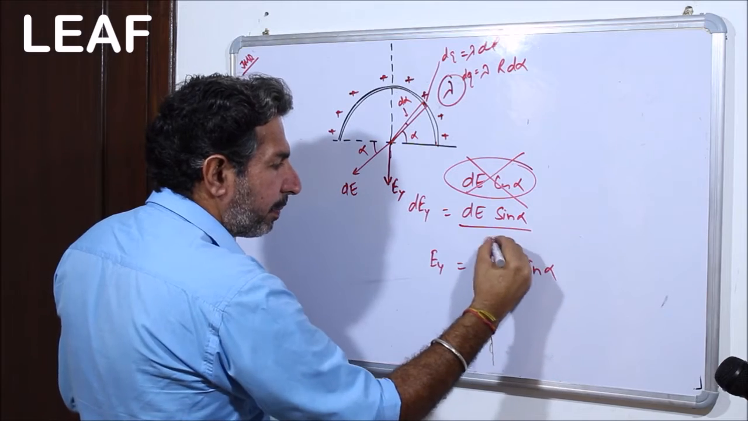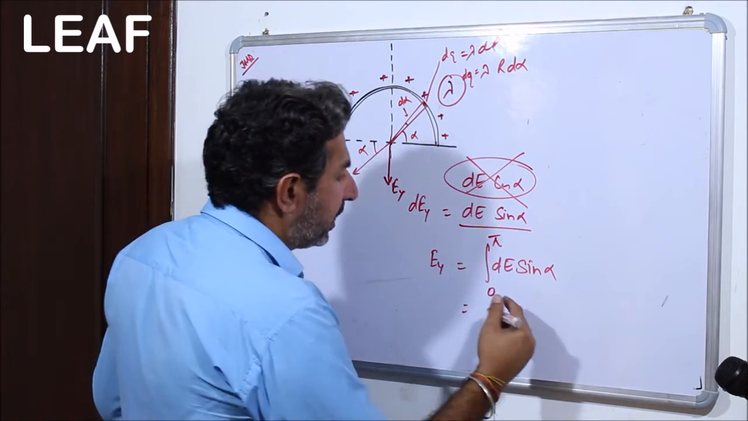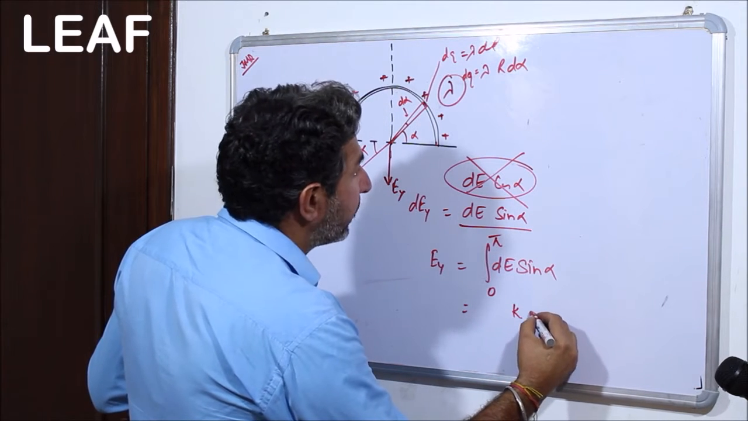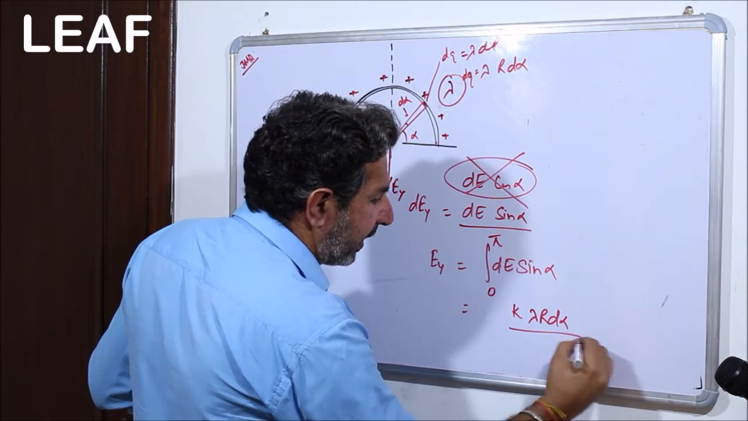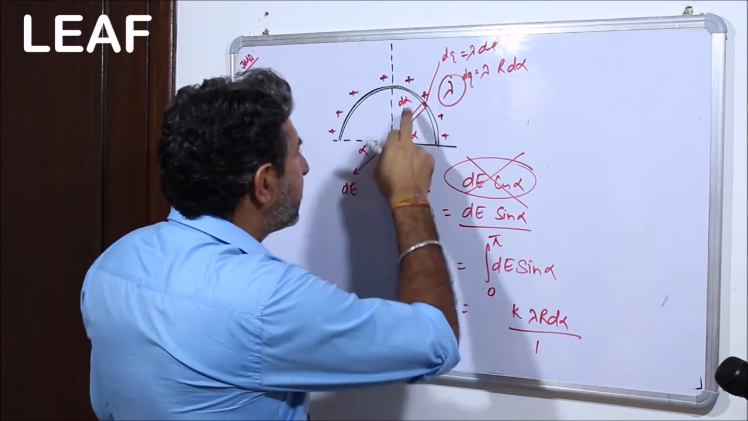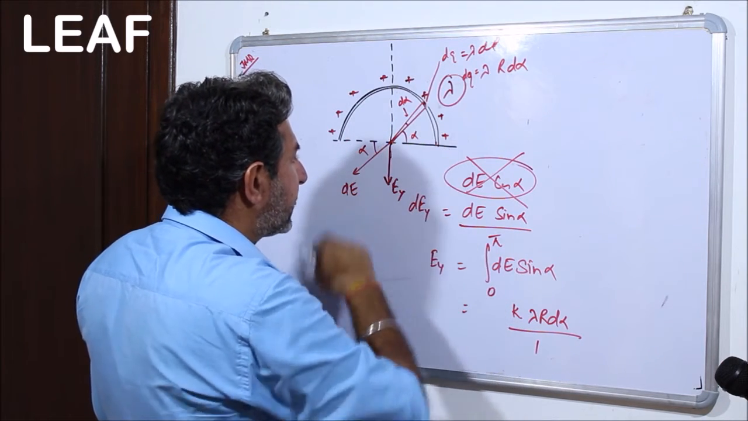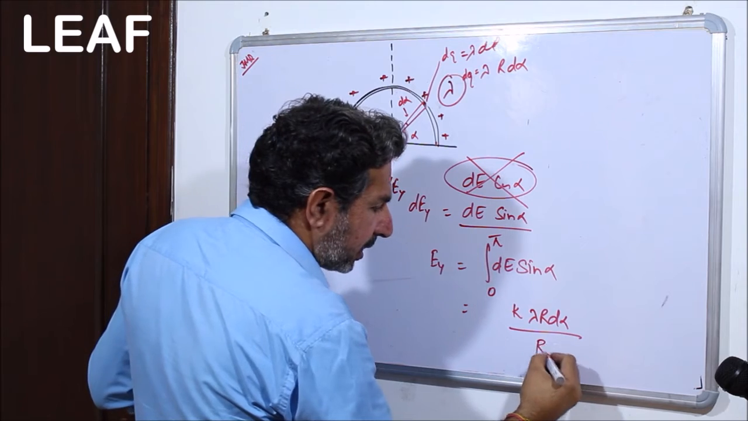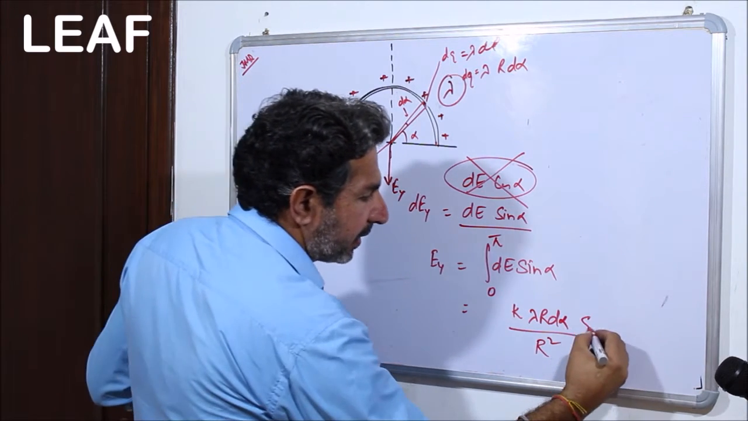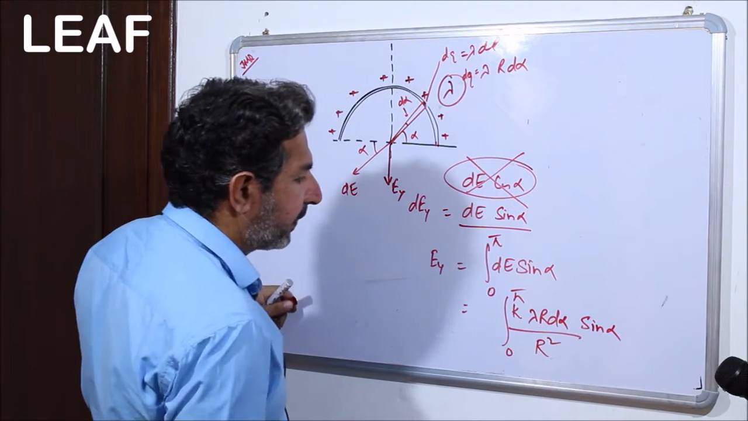It is 0 to pi that you can range. And what is the value of dE, by the way? dE is k into dq, which is lambda R d alpha, divided by the distance of this element from this point, that is r square, and sin alpha, right? Integral 0 to pi. Fine.